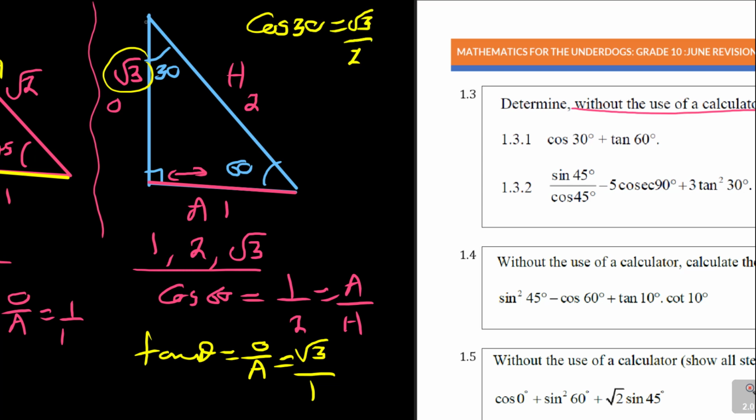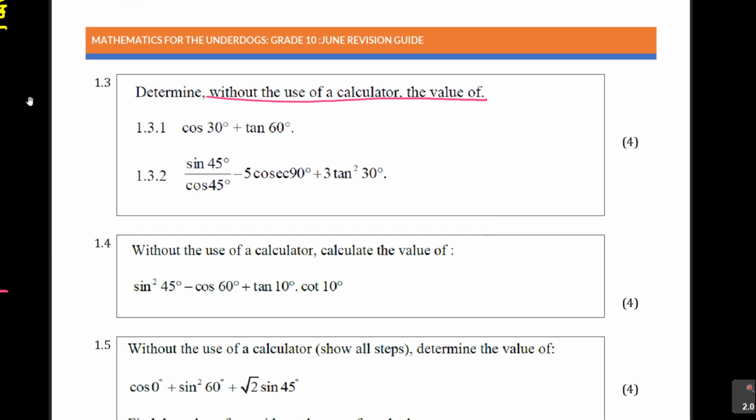Why? Because this is now the adjacent. There is root 3 and 2 is that. So no one will really know. You just have to write it as the calculator gives you. For example, so here cos 30 is equal to root 3 over 2 plus tan 60.